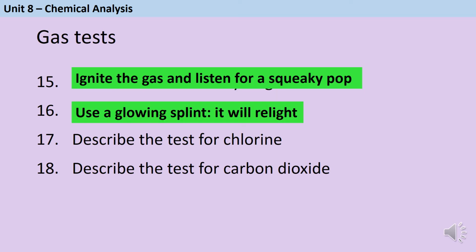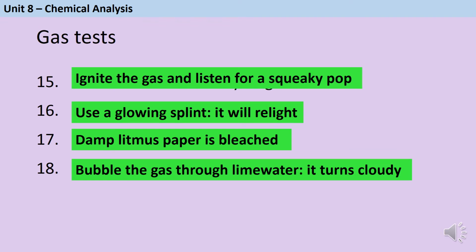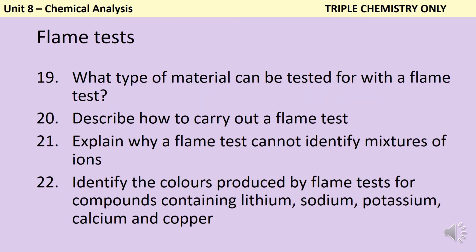To test for oxygen, you take a glowing splint and you put that into what you think is oxygen, and if it is, it will relight. To test for chlorine, you take some damp litmus paper and the chlorine gas will bleach it and turn it white. And to test for carbon dioxide, you bubble the gas through lime water, and if it is carbon dioxide, it will turn cloudy, it will form a white precipitate.